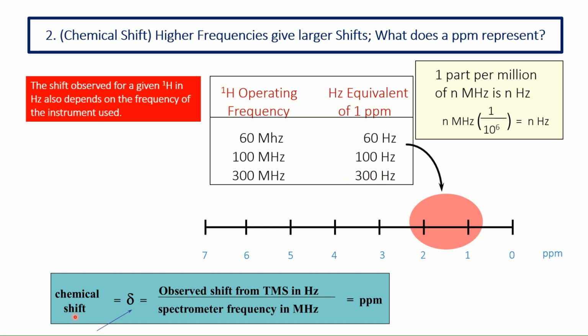The chemical shift itself is the observed shift from your trimethylsilane divided by the frequency in megahertz. The trimethylsilane, by the way, being your standard at 0.